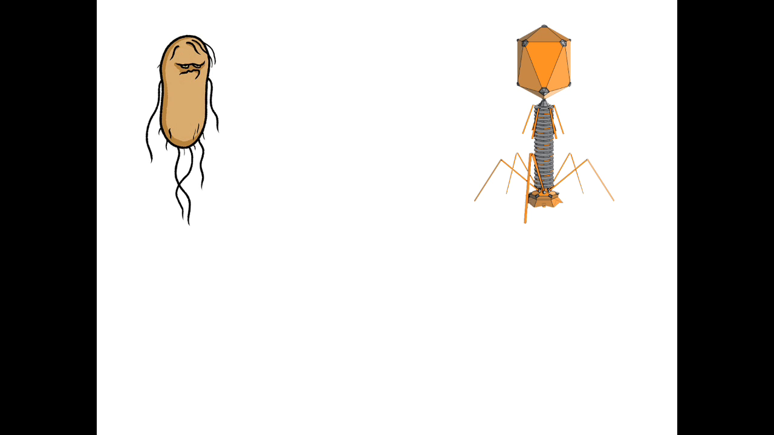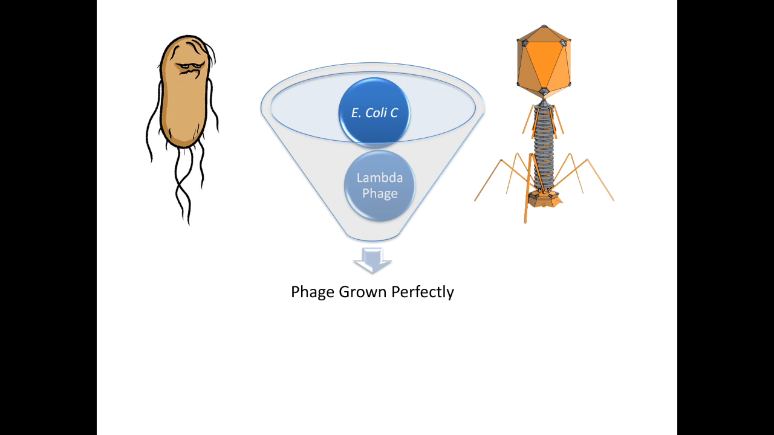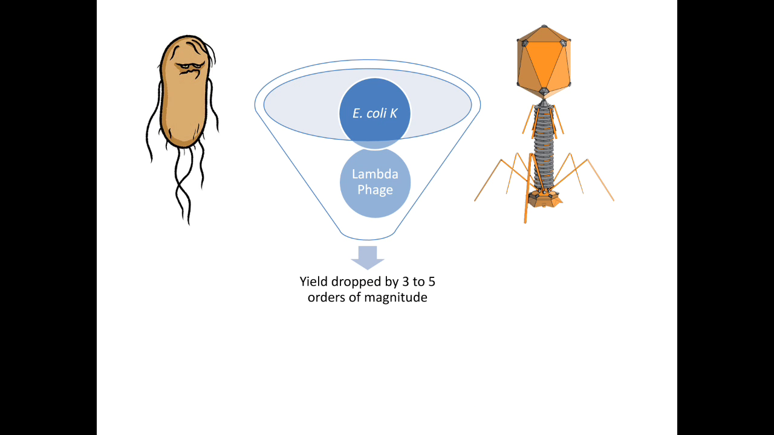something to control, or some control on the growth of lambda phage. What was seen was a E. coli strain, say E. coli C, when grown with phage was growing perfectly. But another strain, say strain K, E. coli K, when grown with lambda phage, the yield of lambda phage dropped by 3 to 5 orders of magnitude.